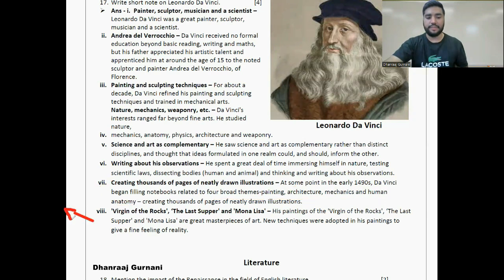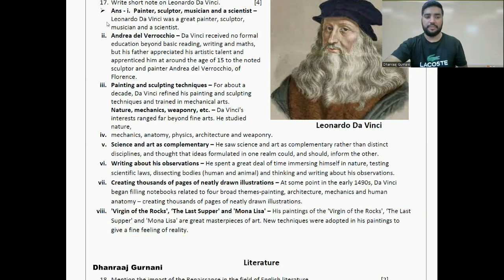Last one, again, some examples, very important. This can come in fill in the blanks also. Virgin of the Rocks and The Last Supper and the Mona Lisa. These are his paintings. Obviously, these are his famous works. His paintings, Virgin of the Rocks, Last Supper, and the Mona Lisa are great masterpieces of art. New techniques were adopted in these paintings to give a fine feeling of reality.